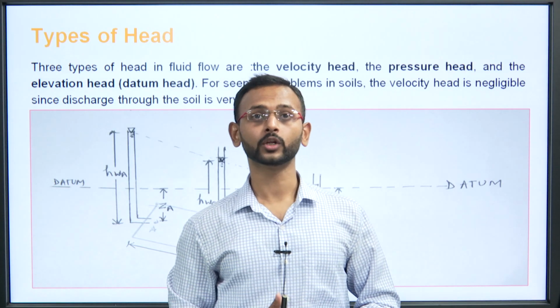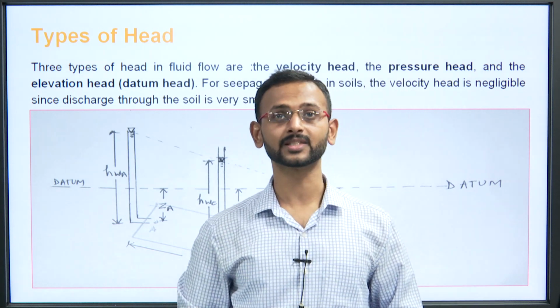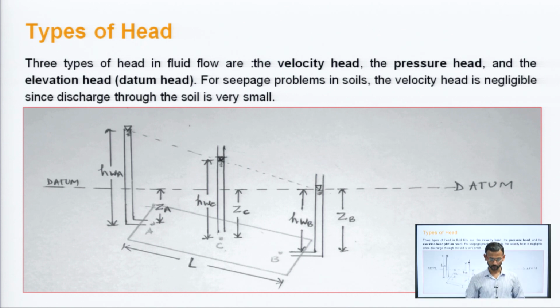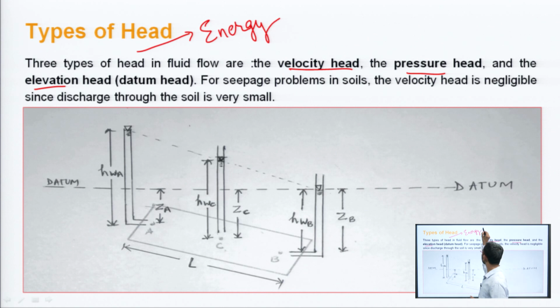Now, we are moving into the new topic, that is seepage. Seepage means the water that is trying to flow. Before going into the seepage part, we will understand the types of head that are available. There are three heads: the velocity head, the pressure head and the elevation or datum head. When you talk about head, always understand that we are talking about the energy level. So, what is the energy? Energy can be in the form of velocity, pressure, or elevation.